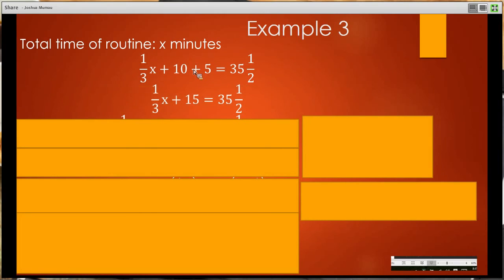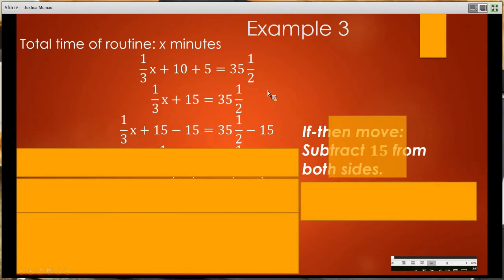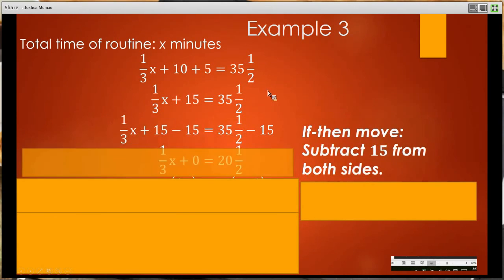Next, 1/3 x plus 15. We combine 10 and 5 to make 15. Next, we're going to subtract that 15 from both sides. After we do that, 15 minus 15 is 0, so we have 1/3 x plus 0. We wanted to get rid of that 15 from the left side. We're trying to solve for x. Our goal is to know what x equals. And so to do that, we subtract the 15 first.